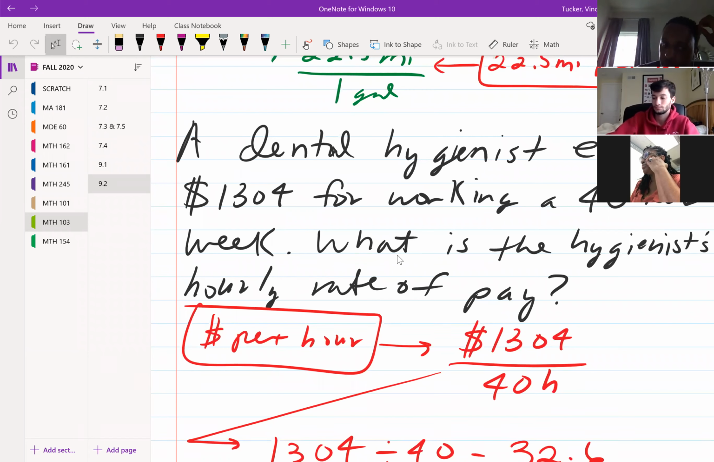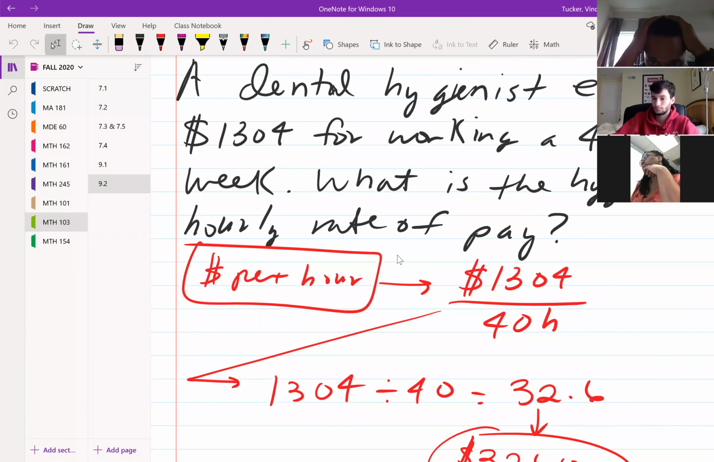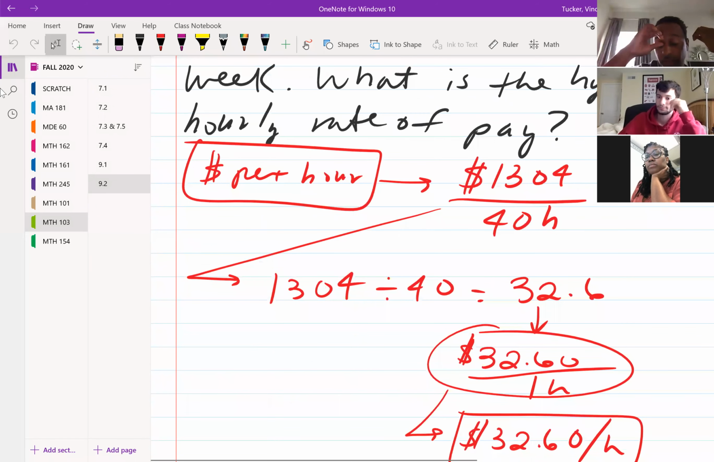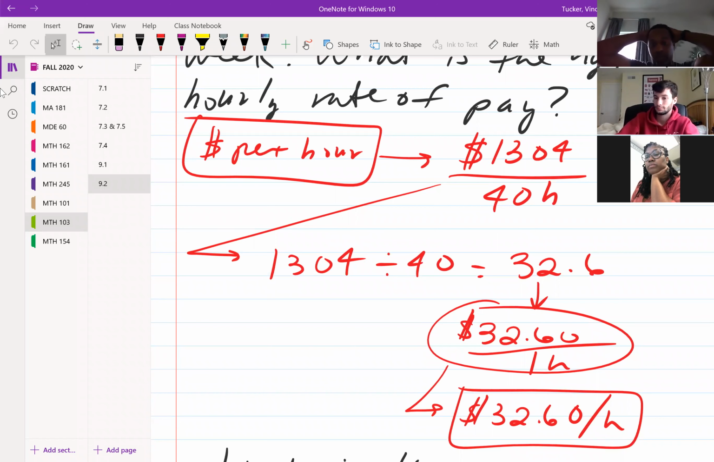So that's how we would set it up. 1304 over that 40. So once again, that represents 1304 for every 40 hours. We want to know how much he or she makes for every 1 hour. So you divide 40 into 1304, which gives us 32.6. And that means that'll be $32.60 over 1 hour, or $32.60 per hour.